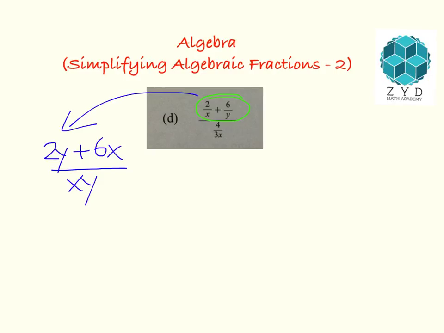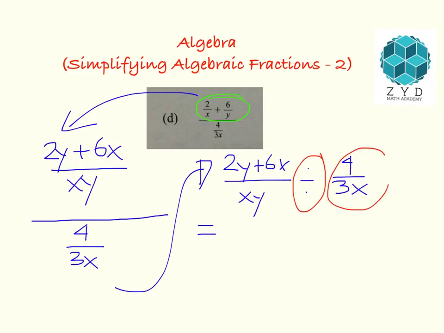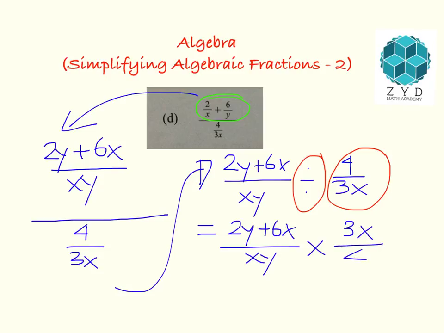So this whole expression means 2y plus 6x over xy over 4 plus 3x. Okay, so how are we going to simplify this? This is translated as 2y plus 6x over xy divided by 4 over 3x. Okay, so we know that when we have two fractions dividing each other, we need to change it to a multiplication sign, and we need to flip the positions of this 4 over 3x. So this becomes 2y plus 6x over xy multiplied by 3x over 4.